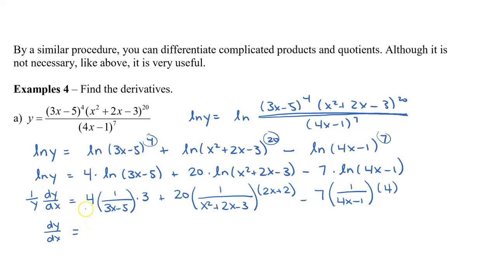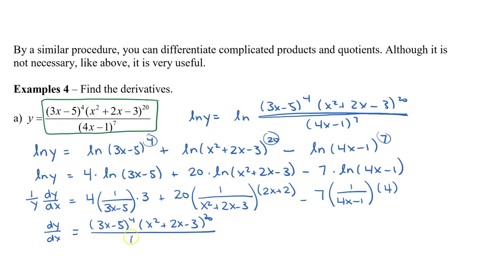So my last step is to go dy/dx is equal to, and I'm going to multiply both sides by y. And just to save a little bit of time in writing, when I multiply by y, I'm going to actually replace this expression here. So this will be (3x minus 5) to the power of 4, (x squared plus 2x minus 3) to the power of 20, all over (4x minus 1) to the power of 7. And all of that is going to be multiplied by all of this, but I'm going to do some simplifying.